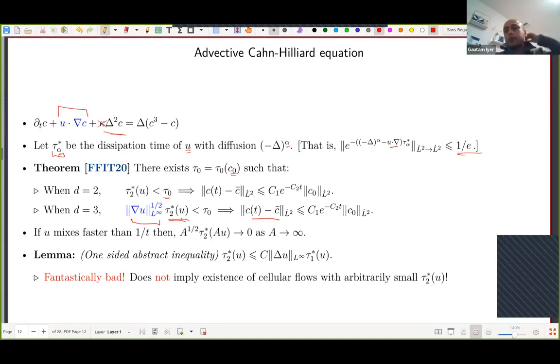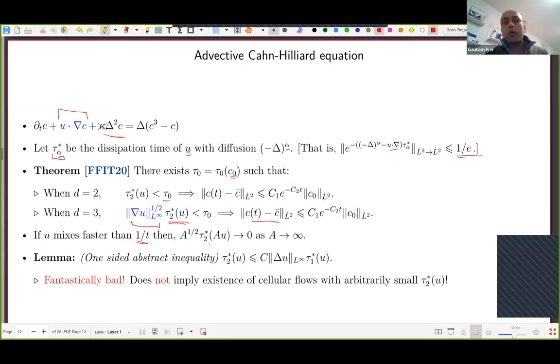Well, it turns out if your velocity field u mixes at a fast enough rate, then this works out. Explicitly, you need the mixing rate of u to be faster than 1 over t. Then you can just rescale it and guarantee that after some rescaling, you can make the C1 norm times the dissipation time vanish. But I found this a bit unsatisfactory. So cellular flows, for instance, I could use effectively for the Keller-Siegel equation. Can I use that here?